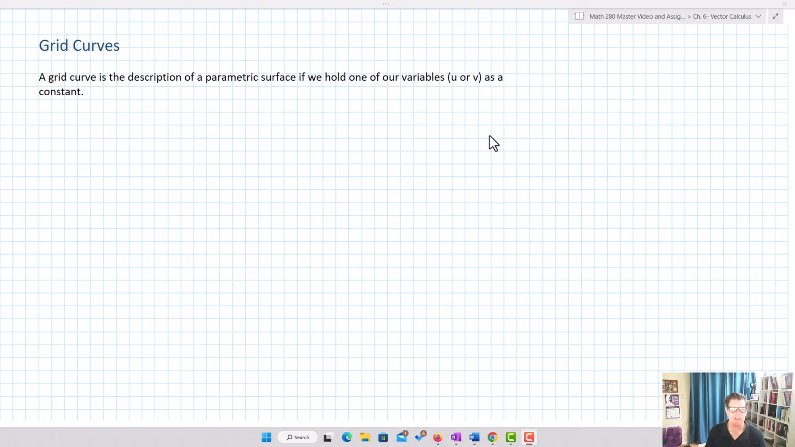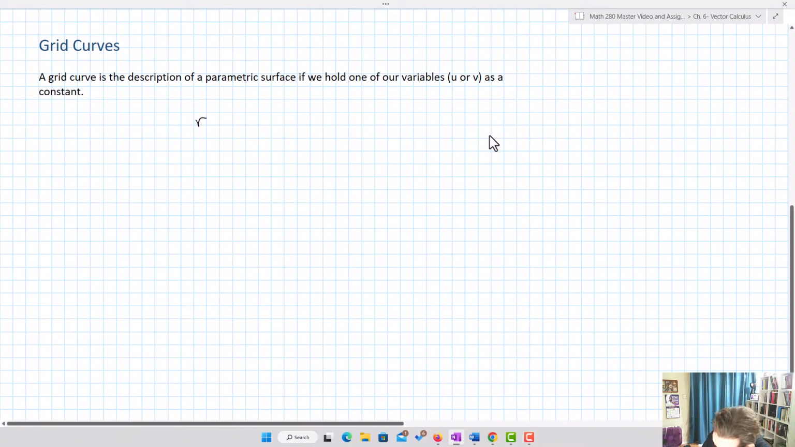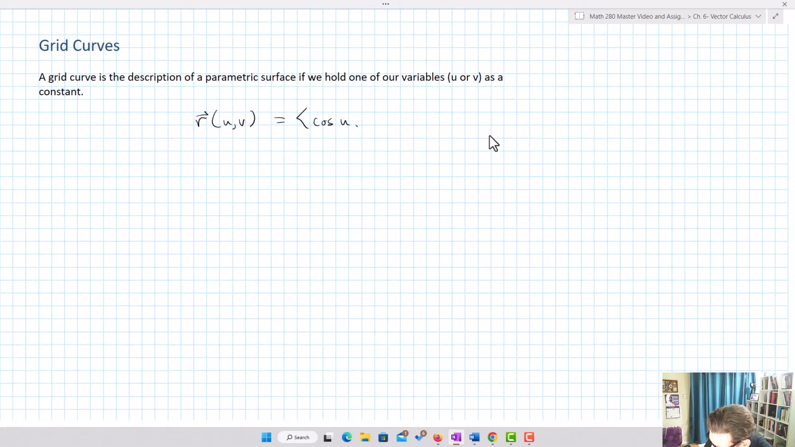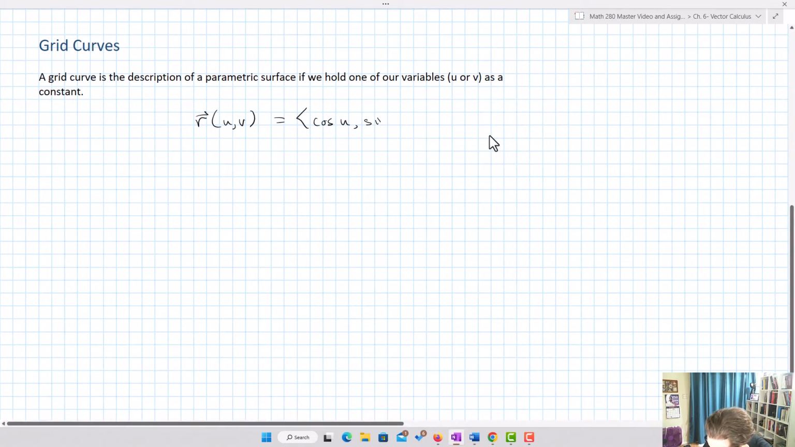So a grid curve is going to be the description of a parametric surface if we hold one of our variables, either u or v, as a constant. So let's take a look at that last example. Remember we had r of u,v, and it ended up equaling cosine u, sine u, v.